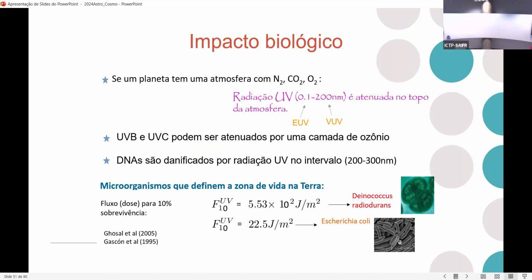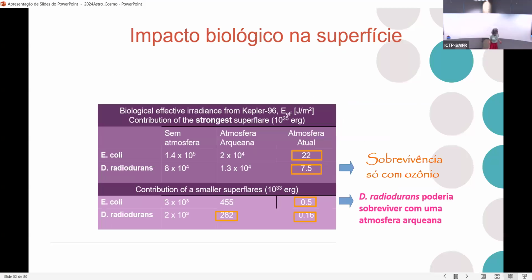This is the maximum flux, 550 joules per square meter. That's for 10% survival of the bacteria. And of course, for Escherichia coli, this number is much smaller, 22. So 550 to 22. That's how much ultraviolet flux these bacteria can receive and still survive.